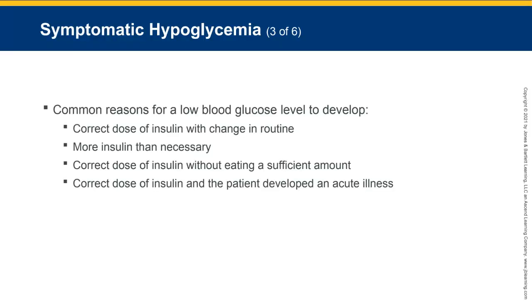Still on symptomatic hypoglycemia, common reasons for low blood glucose level to develop. They took the correct dose of insulin with a change in their everyday routine. They took more insulin than they needed to. They took the correct dose of insulin, but they didn't eat sufficiently. The correct dose of insulin was taken, and the patient develops an acute illness, which is going to use up a lot of the available resources in the body. Or the illness might affect how the insulin functions.